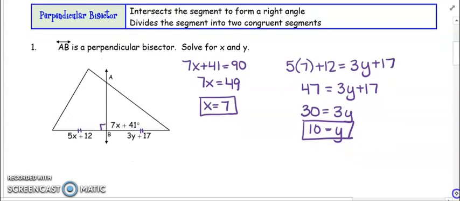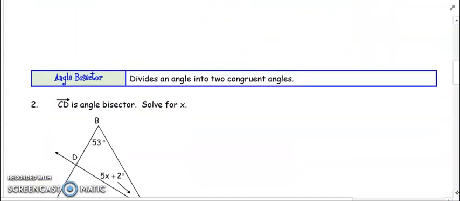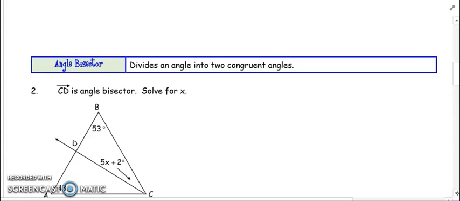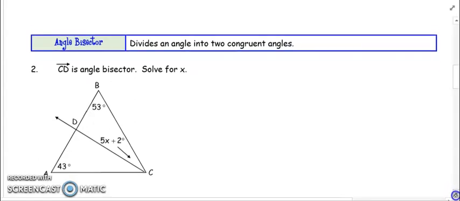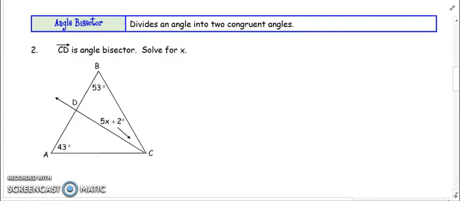We also talked about our angle bisector. And an angle bisector divides an angle into two congruent angles. So if CD is an angle bisector, I know that these two little angles here are going to be equal to each other. And keep in mind, the easiest way to deal with a problem like this is to start by first redrawing the triangle without the angle bisector.